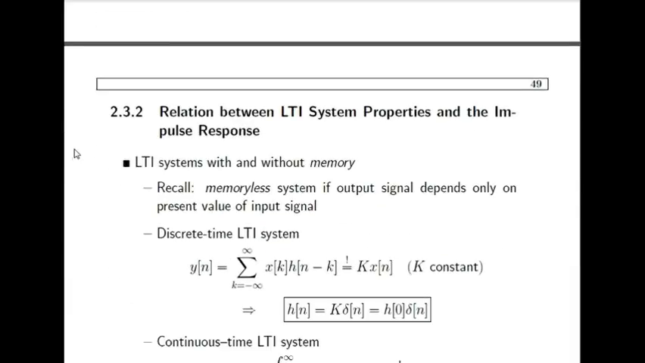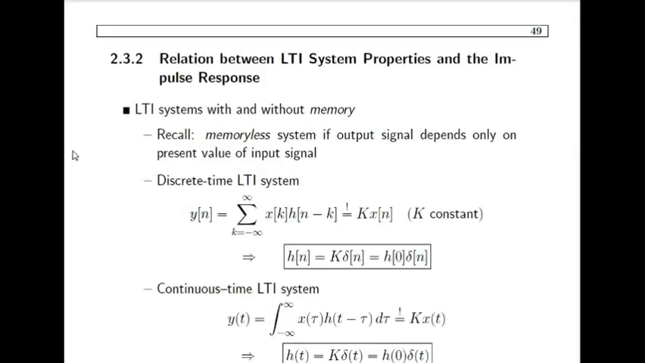So now let's see the relationship between LTI system properties and impulse response. First see LTI systems with and without memory. First recall that for memoryless systems, the output depends only on the present value of the input signal. So let us consider the discrete time case. Here y of n is the summation over k from minus infinity to infinity of x of k and h of n minus k.